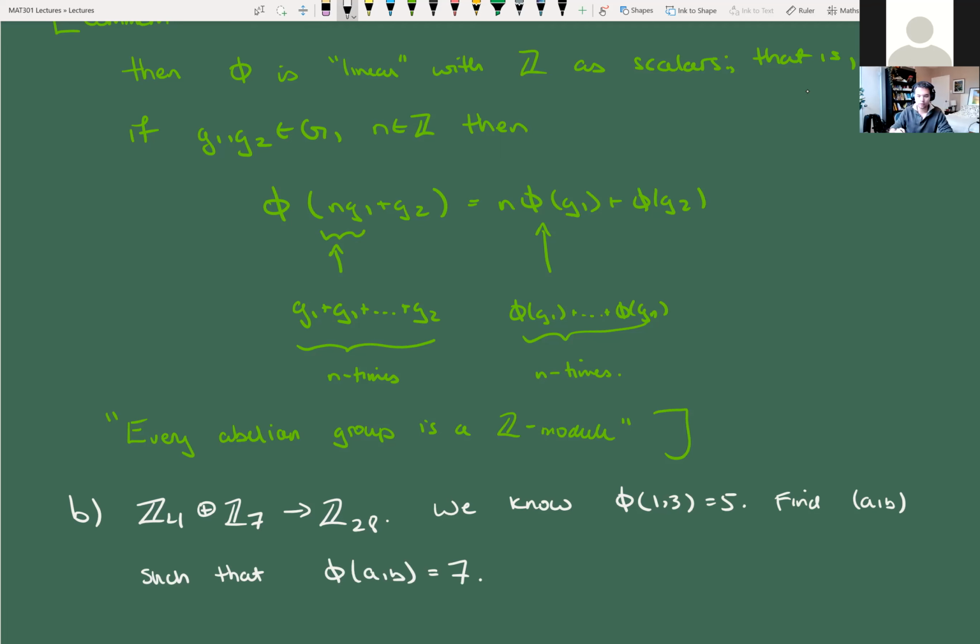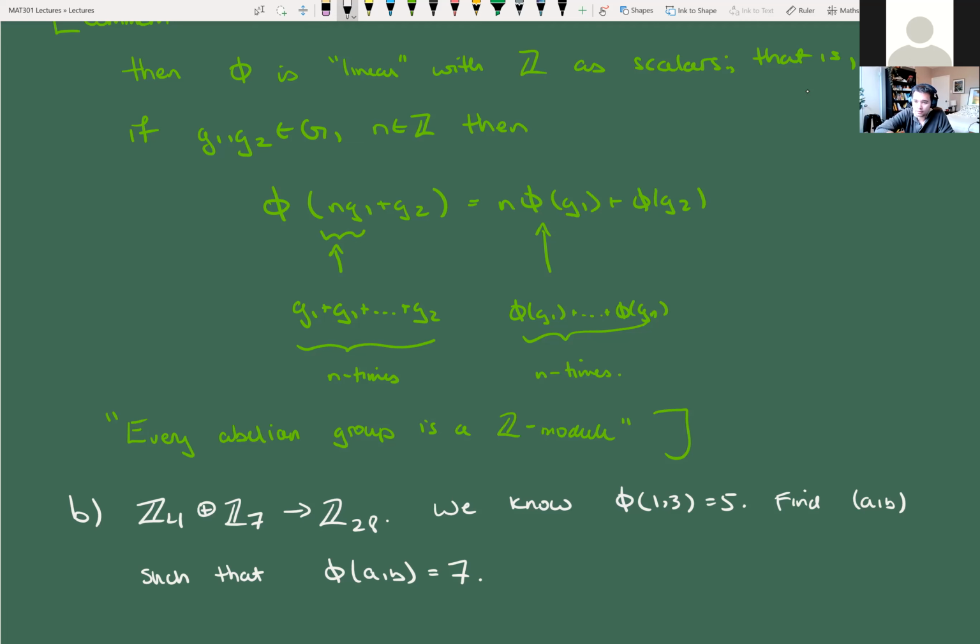Okay, so let's do the same sort of thing on the other side of things. Let's look at the codomain right now, so that we're working in Z28. Again, the idea is that if I only know something about phi of 13, I can't say things in general. I have no idea what's going to happen. That being said, 5 is actually a generator for Z28, right?